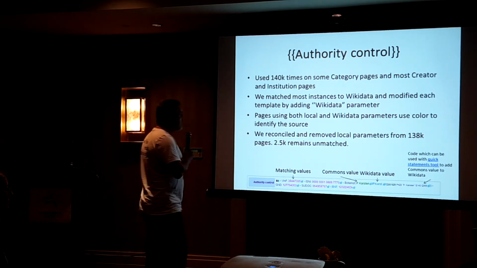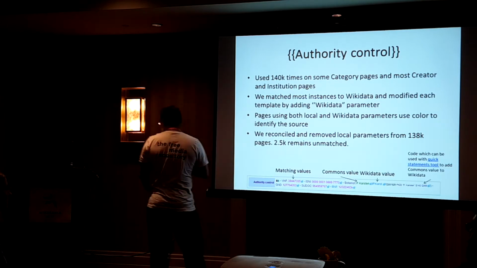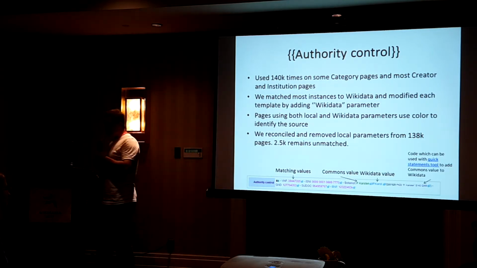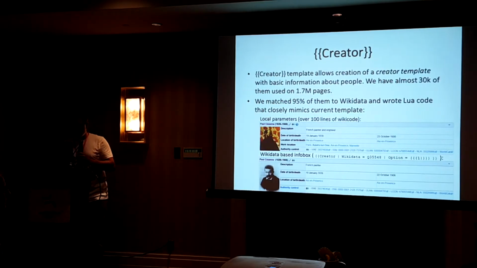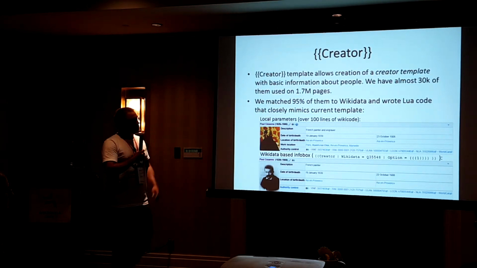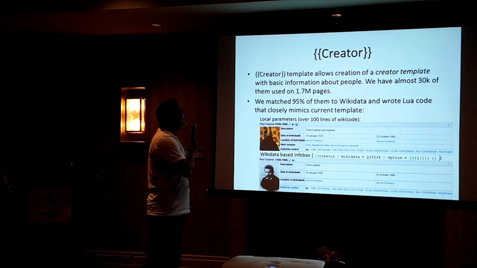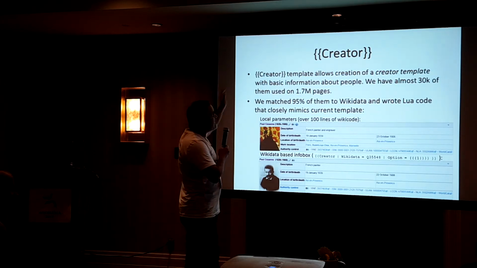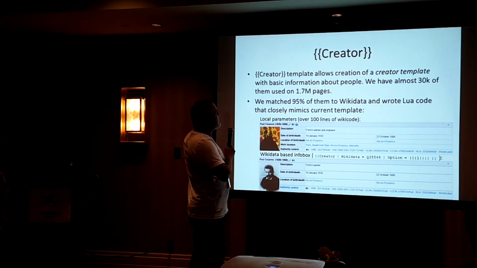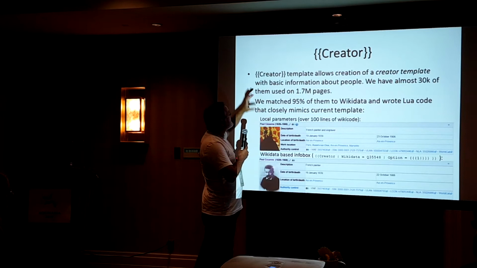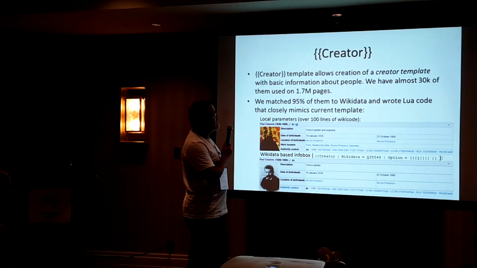So there is still about, as I was saying, 2,500 authority control that needs to be added. Creator templates is a lot of work happening right now. That template allows creation of so-called creator templates, which are specialized for individual people, and they have basic information about people. So kind of like people Infobox on Wikipedia.